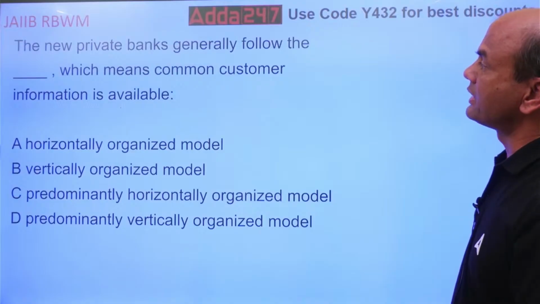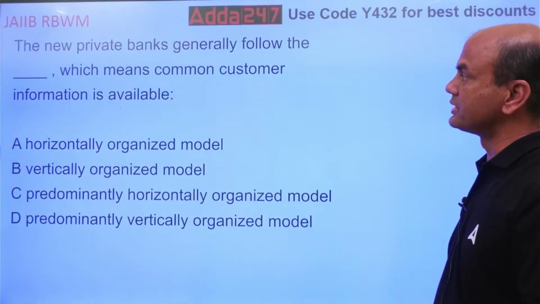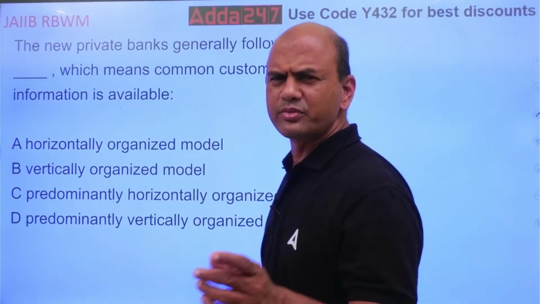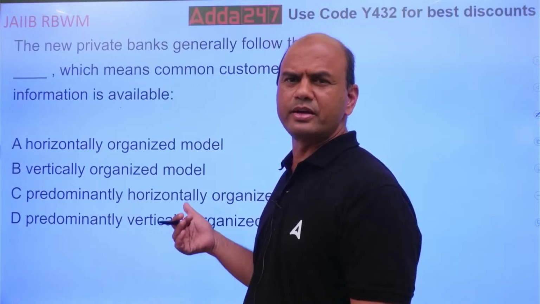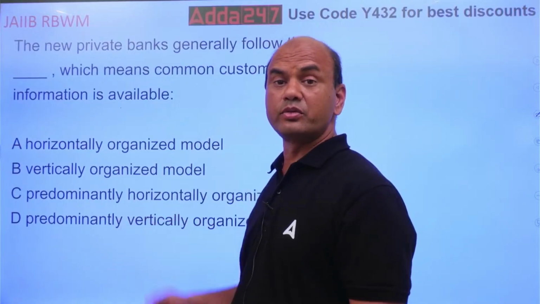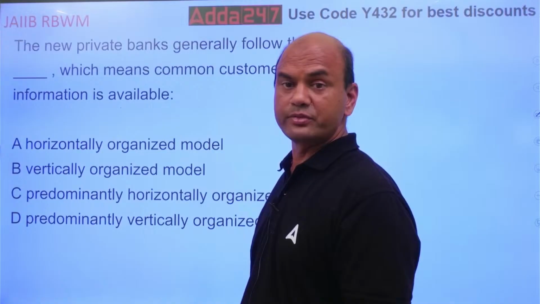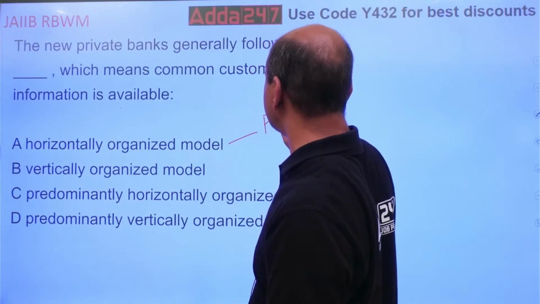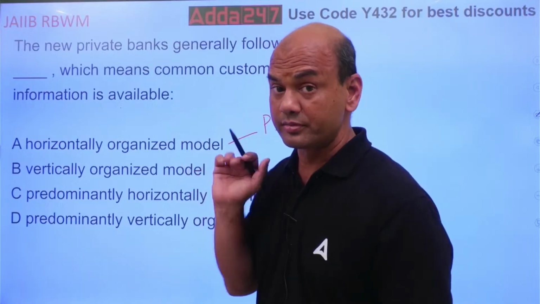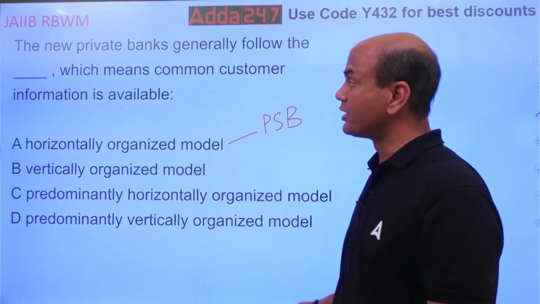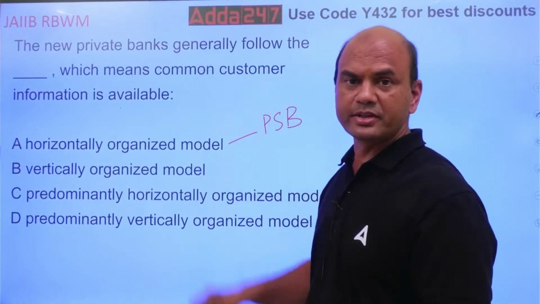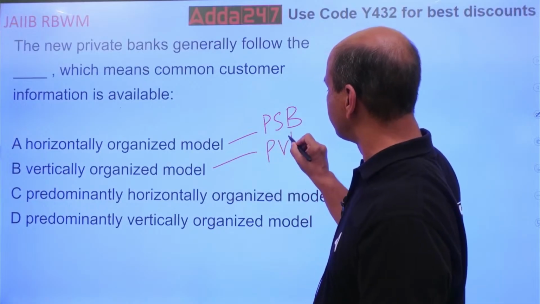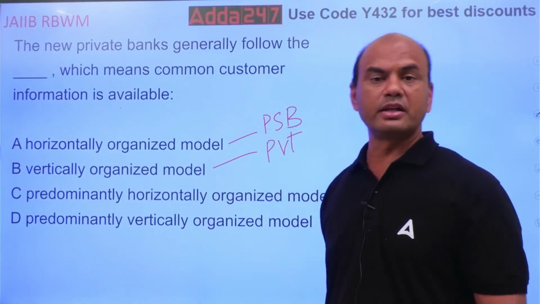The new private banks generally follow the dash, which means common customer information is available. Just now, 2-3 questions back, we did this. Nationalized banks follow horizontal. This is followed by nationalized banks or public sector banks. PSB, we'll call it as per your book. So what do private sector banks follow? They follow this model, vertically organized.